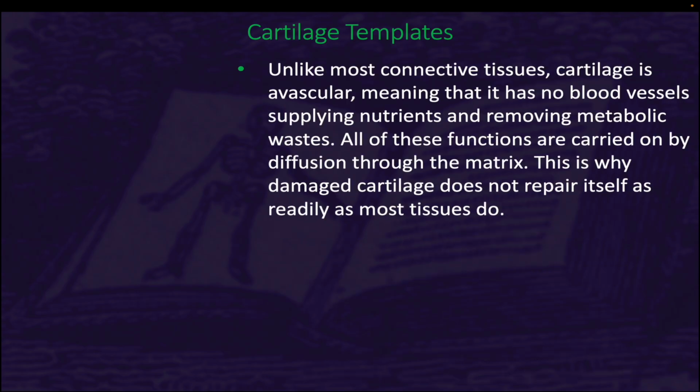Unlike most connective tissues, cartilage is avascular, meaning that it has no blood vessels supplying nutrients and removing metabolic waste. All of these functions are carried on by diffusion through the matrix. This is why damaged cartilage does not repair itself as readily as most tissues do.